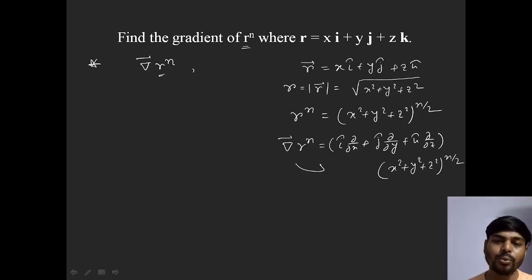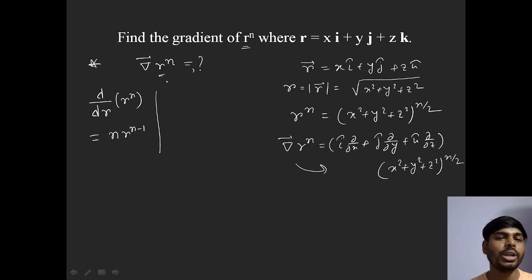But if you go with this method, it is a lengthy process. There is another formula, and with this formula you can solve these problems in a single line. Let's see how to solve. What is the working formula for that? You all know that in ordinary differentiation, d by dr of r to the power n is n r to the power n minus 1, right? Similarly, we'll apply the same rule here: the gradient of r to the power n is basically n r to the power n minus 1.